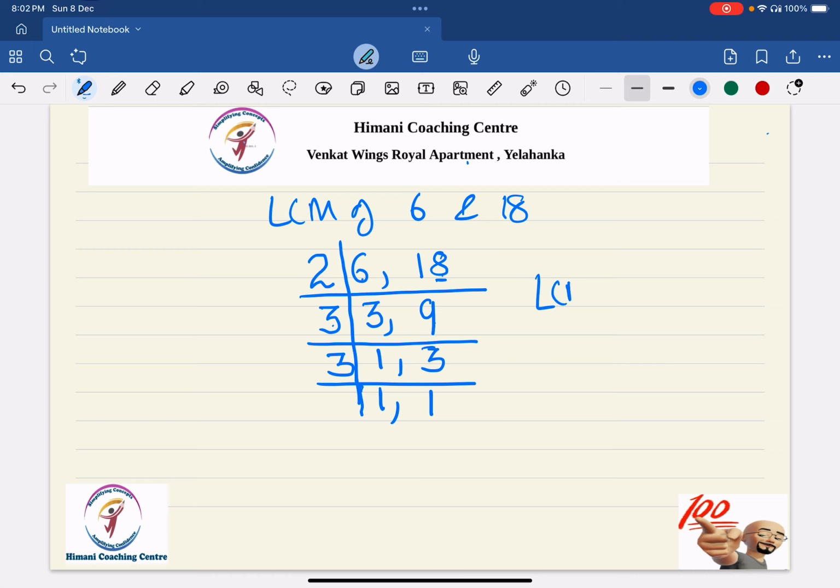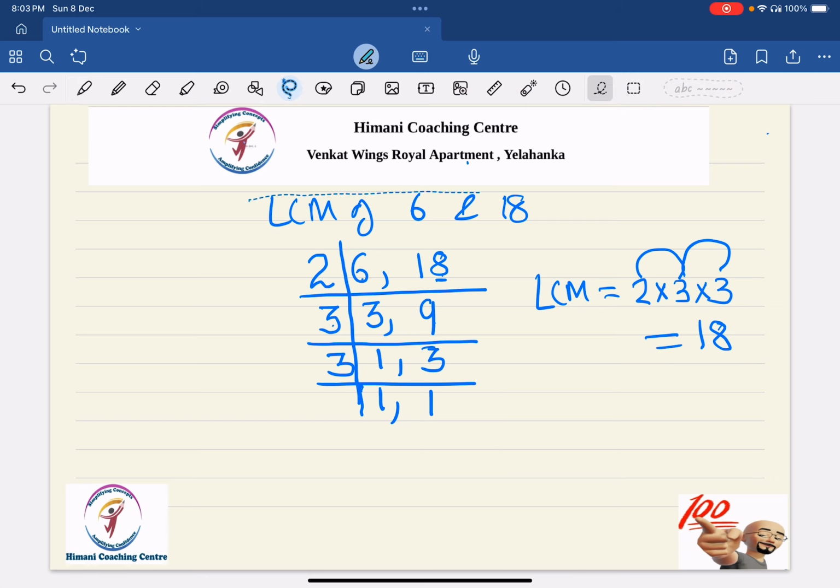How? We will say LCM equals 2 into 3 into 3. So now 2 times 3 is 6, 6 times 3 is 18. So the LCM of 6 and 18 is 18. Okay.